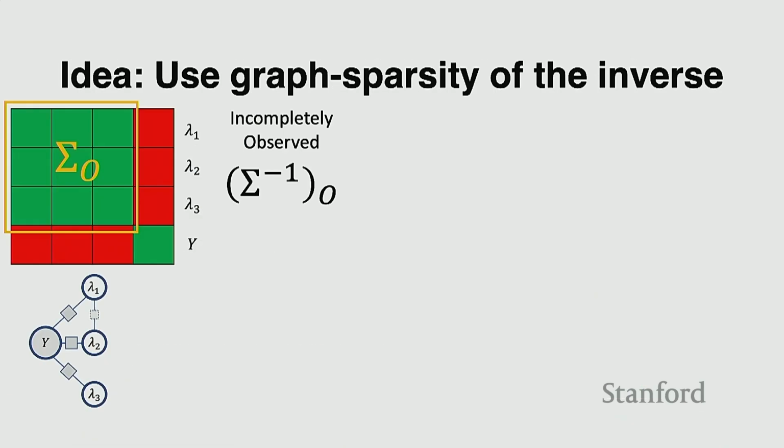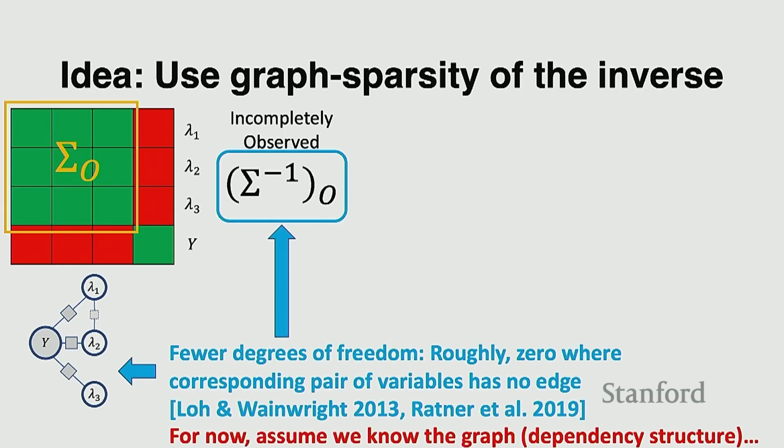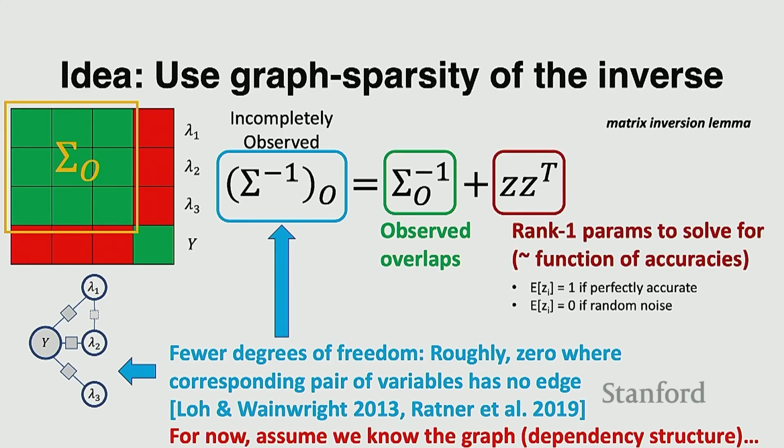Okay? Now here's the thing that is pretty interesting. It turns out that the inverse of this matrix has a structure. This is one of the most beautiful mathematical facts that comes from the graphical models course, and I'll just state it here without proof. It turns out that every time this graphical structure is missing an edge, there's a 0 in the covariance matrix. Okay? This allows us to write this in terms of the observed values and some rank 1 parameters. And these Z_i basically say if they're 1, they have perfect accuracy, and 0, they're total noise.